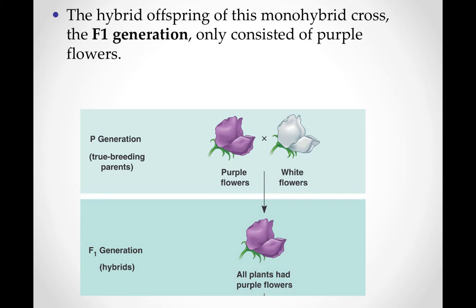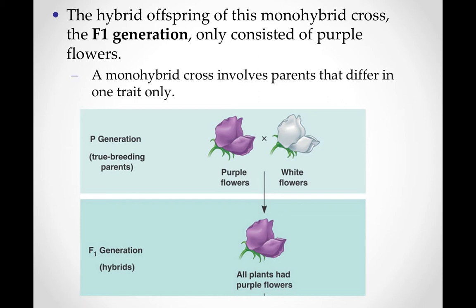The hybrid offspring in this monohybrid cross are called the F1. They consisted of all purple flowers, okay? But they are not pure, even though they're purple. They're F1s because they are hybrids, because we know we crossed a purple and a white flower. So that's the F1 generation. A monohybrid cross involves parents that differ in one trait only. So for thinking about F1 generations, those are the generations of hybrids.